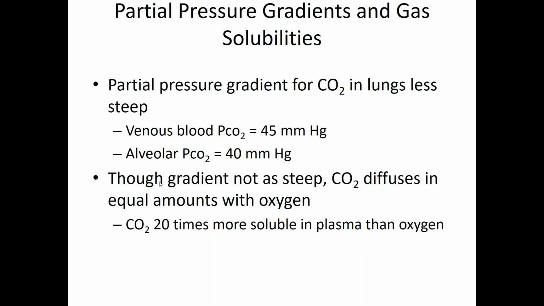The partial pressure gradient for carbon dioxide is not quite so steep: about 40 millimeters in the alveolar gas, and venous blood partial pressure about 45. Now, that said, it doesn't have to be as steep, because so much more carbon dioxide is soluble in plasma or water. It'll still diffuse at roughly the same rate that oxygen diffuses in, even though the gradient is significantly lower.